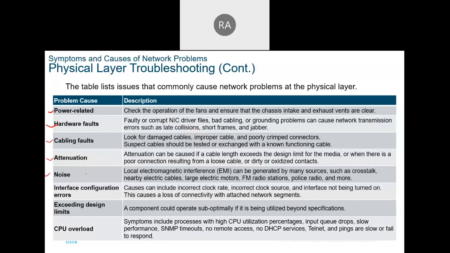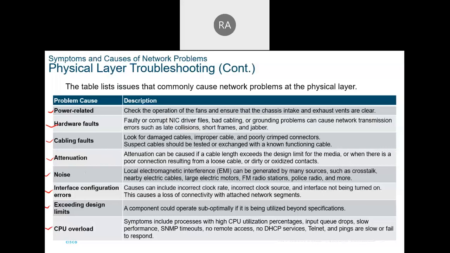Noise could also cause problems for us at layer 1 when you have electromagnetic interference. Nowadays, we don't really have this problem because of the type of cable we use. They are able to withstand noise, all these Cat 6, Cat 6E, and so on. Interface configuration error. If you configure some interfaces on your router and there are issues, check all of these things. It could be clock rates, it could be some settings that are not correct, or exceeding design limits. You have gone beyond what you are supposed to, the number of devices you are supposed to link together. If you don't have a good design, you can run into trouble.